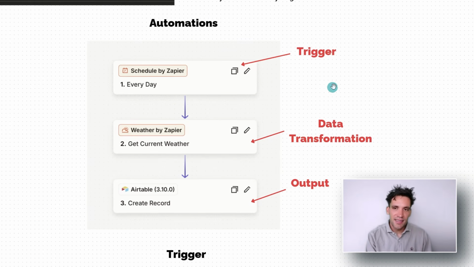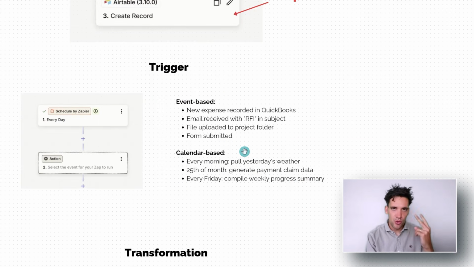Therefore, to automate any tasks, you have to be able to think through what these key steps are. What is the trigger? What kicks it off? What is the transformation to the data? And what is the output action you want to happen? In any automation, there's two types of trigger.